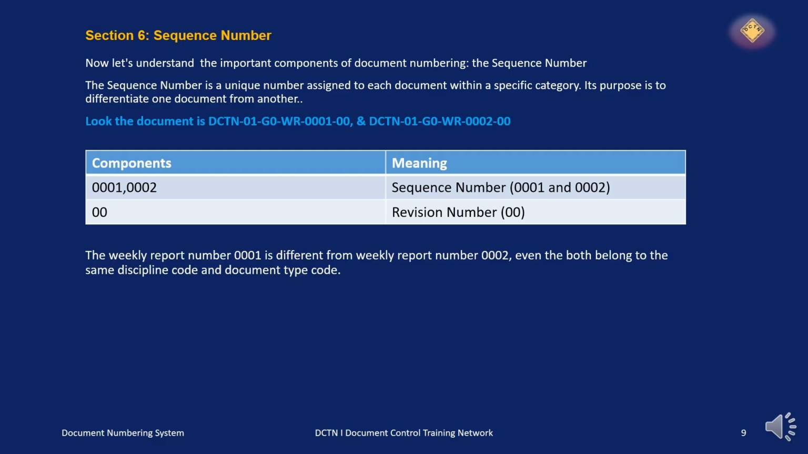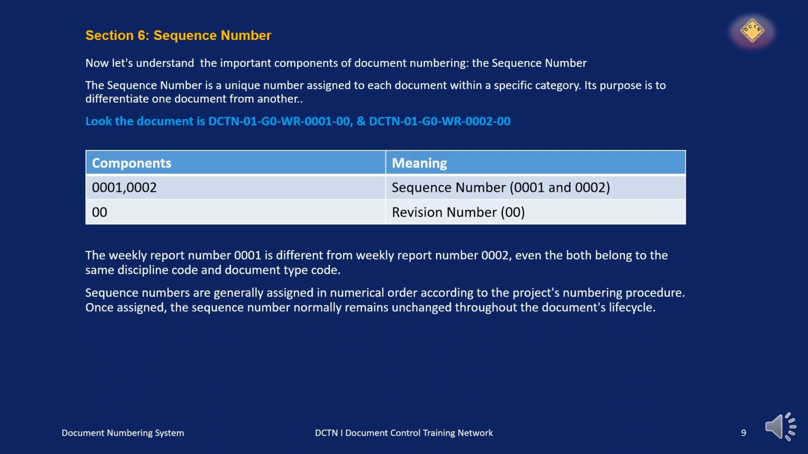Let's see, weekly report number 0001 is different from weekly report number 0002, even though both belong to the same discipline code and document type code. Sequence numbers are generally assigned in numerical order according to the project's numbering procedure. Once assigned, the sequence number normally remains unchanged throughout the document lifecycle.